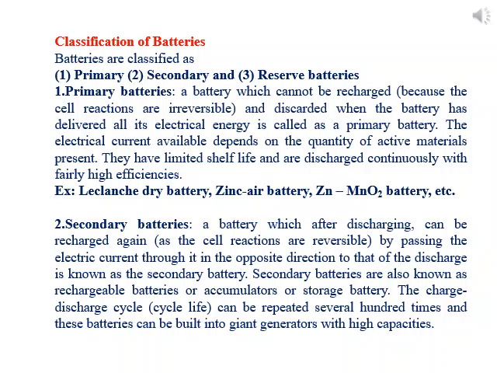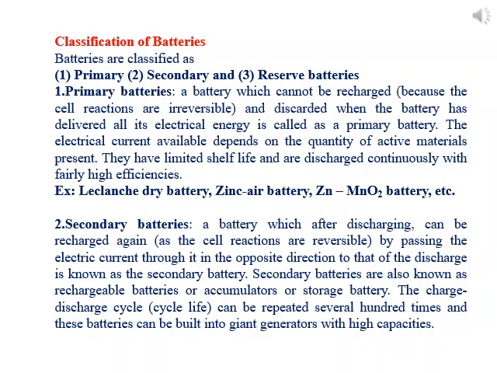Now, secondary batteries. A battery which after discharging can be recharged again. Why? Because the cell reactions involved in it are reversible. How can we do that? By passing the electric current through it in the opposite direction to that of the discharge. It is known as a secondary battery. Secondary batteries are also known as rechargeable batteries or accumulators or storage batteries.